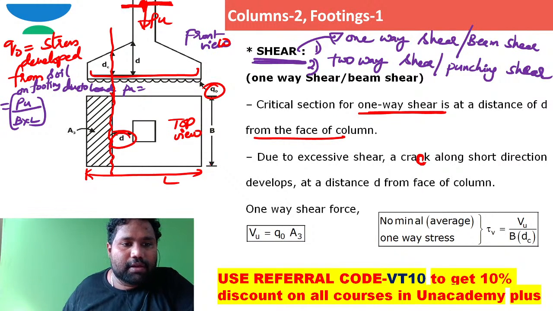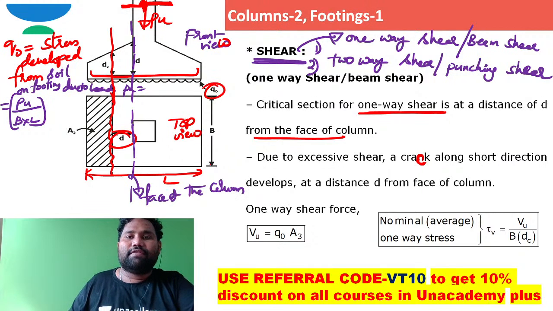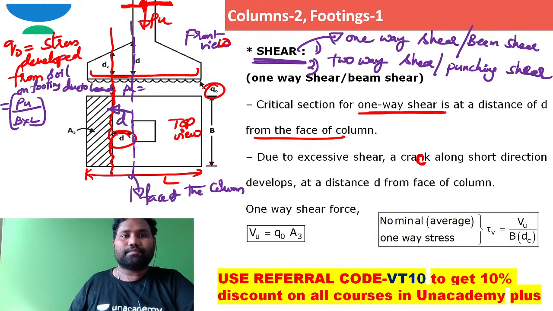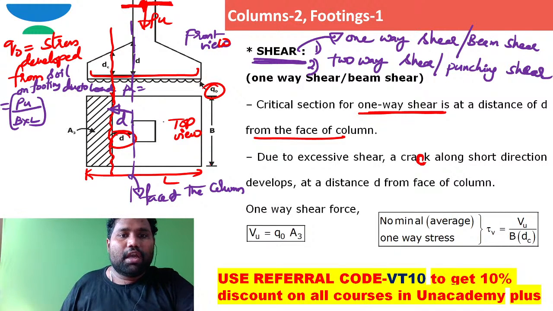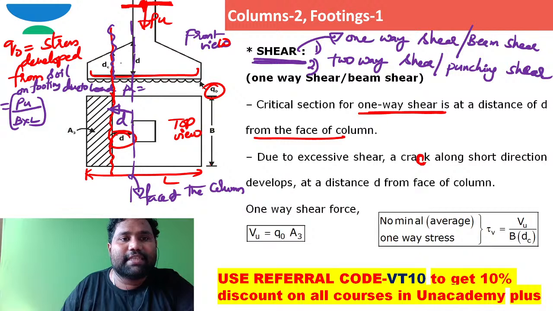This is the face of the column. From the face of the column, the critical section for one-way shear will occur at a distance of small d, the effective depth, from the face of the column. Why is this happening? This type of one-way shear failure has a shear crack, definitely, and the shear crack is happening at this section at a distance of d from the face of the column.